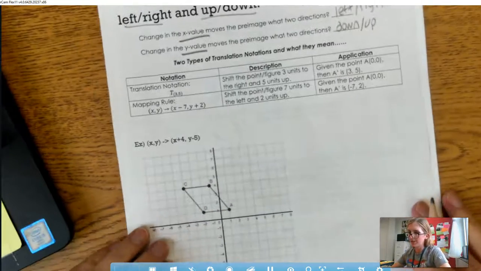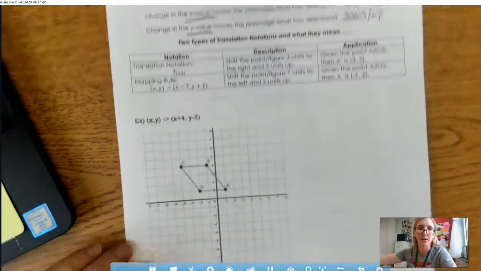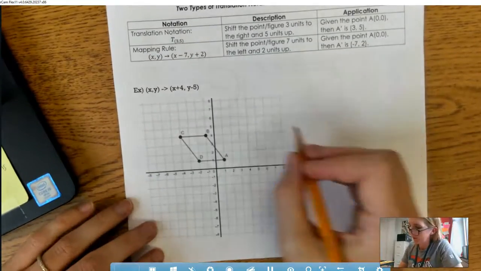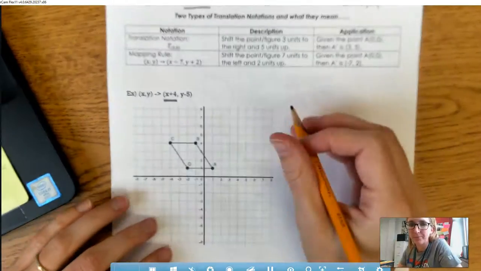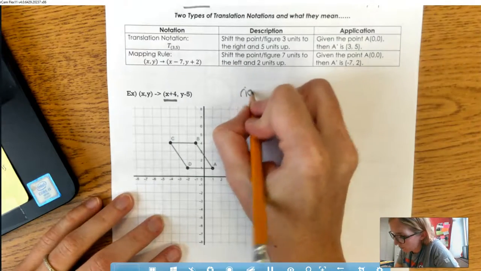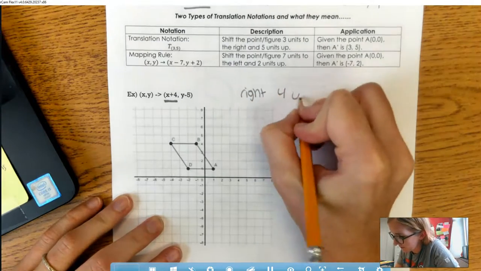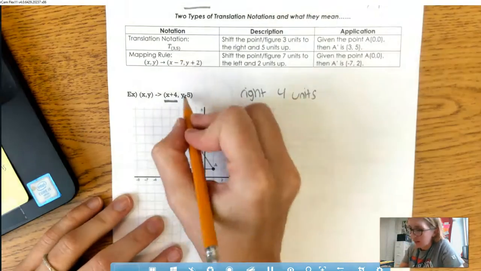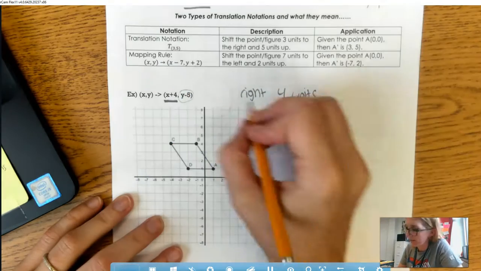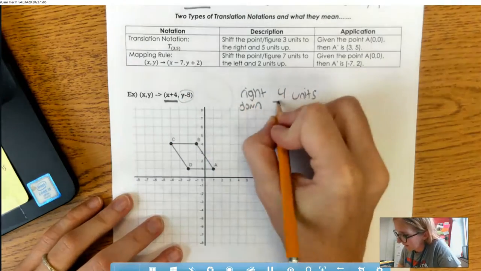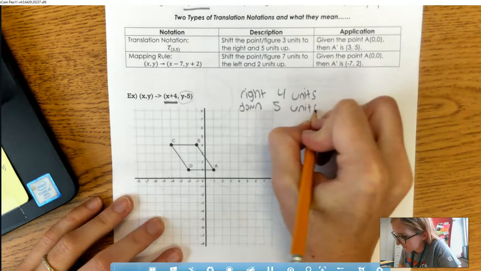All right, so let's go ahead and translate this example here. So they gave us a mapping rule. X plus 4 means what direction? I hope you said right 4 units. And then y minus 5 is what direction? I hope you said down 5 units.